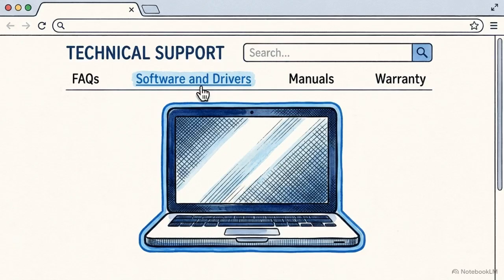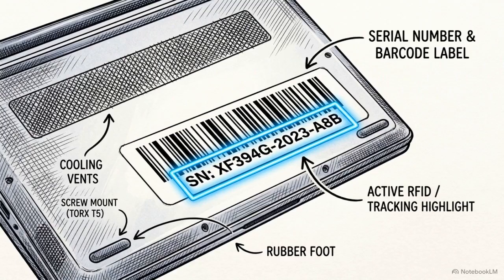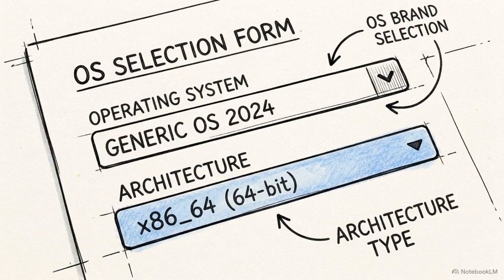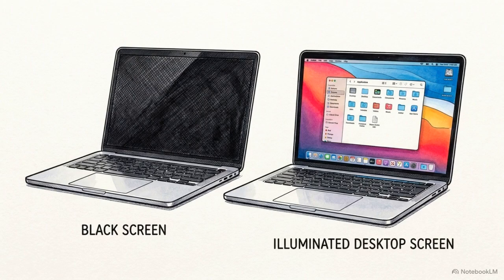On your working PC, navigate to support.hp.com. Go to the Software and Drivers section and select the laptop category. You must identify the exact firmware required for your hardware. Enter the broken laptop's model name or the serial number found on the bottom of the chassis into the search field. Next, select the specific operating system and version that the broken laptop was running before the crash, such as Windows 10 64-bit. If you aren't sure of the version, check a working machine for reference.